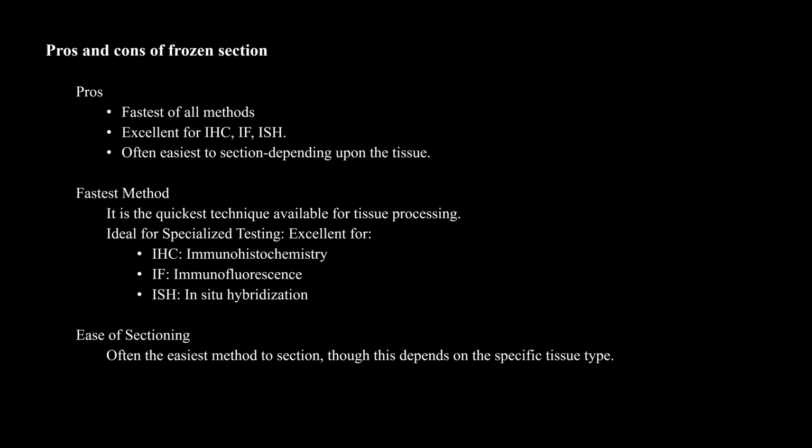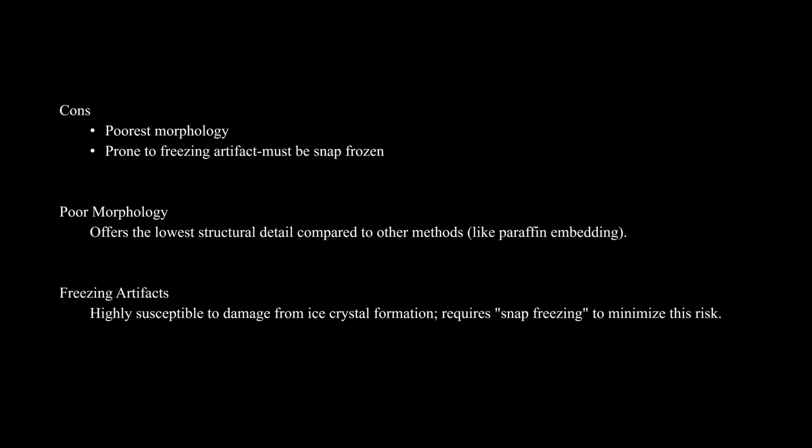Immunocytochemistry, immunofluorescence, cytoperiodization. The method of section depending on the specific type of tissue. Concentration porous morphological, proven freezing artifact, morphological after lower structural quality impaired compared to the method like the paraffin imitation. The freeze is highly susceptible to damage from ice crystal formation, recorded snap minutes of thick.